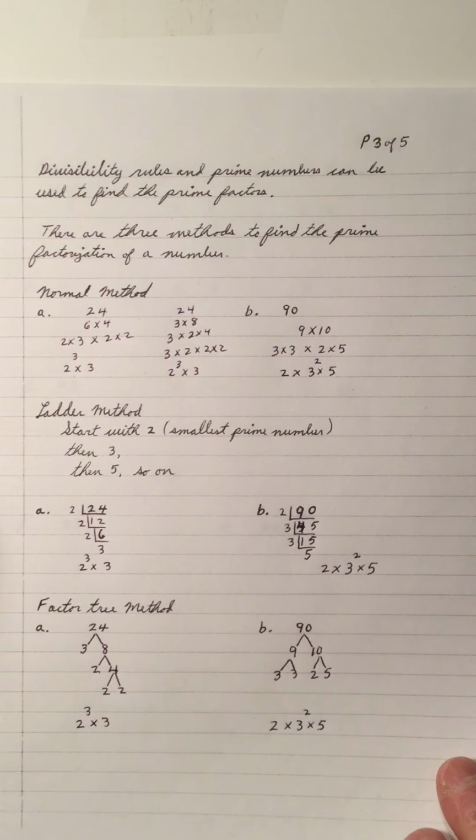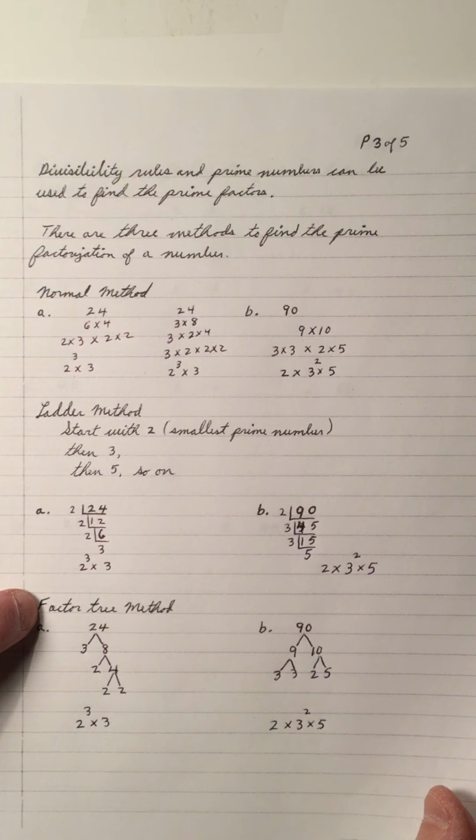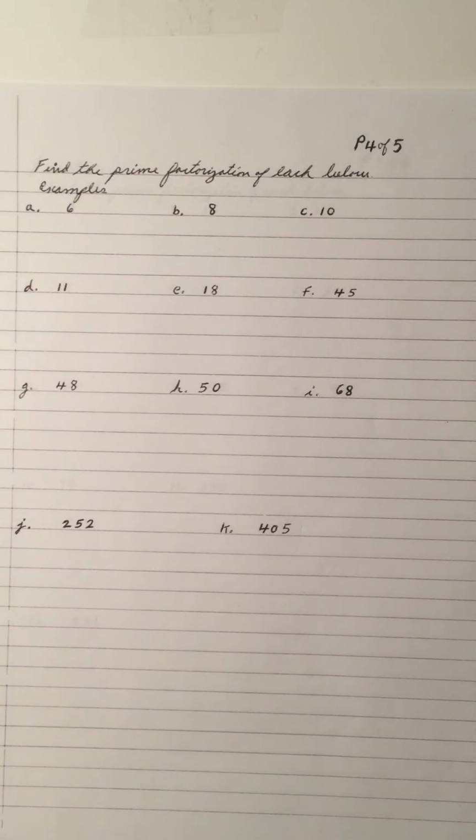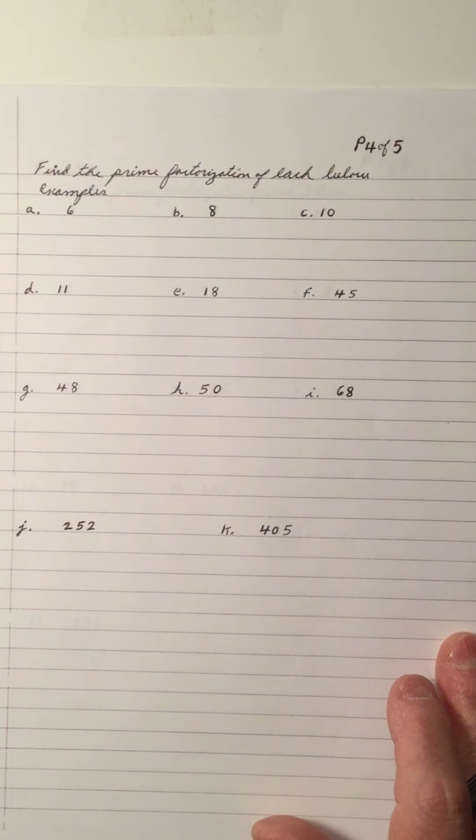So 3 different methods. It's your choice what you want to do. Factor tree, most people will pick. The ladder, keep in mind we'll need to use later, but the factor tree is what I'll be doing.